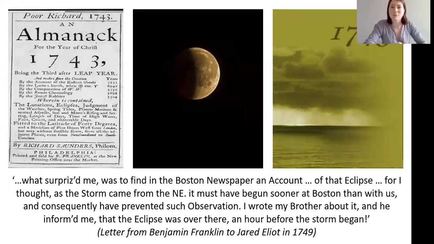So being the curious man that he was, he decided to investigate this a bit more, and he wrote to his brother, who still lived in Boston, and his brother confirmed that they'd been able to watch the eclipse for about an hour before the storm came. So that meant that the storm had actually gone from Philadelphia up to Boston. So Ben Franklin was very interested in this, and he started reading about other cities and other colonies. That's what they would have called the states then. They were called colonies, both to the south and the north of Philadelphia.